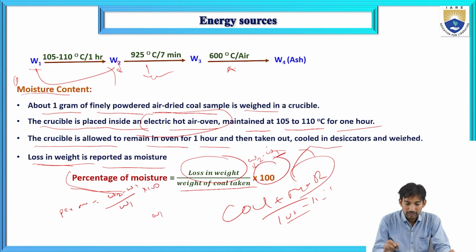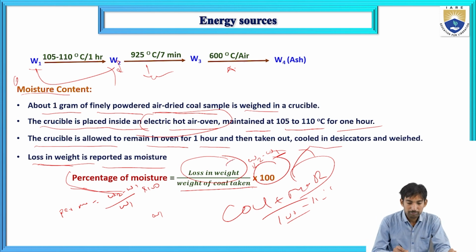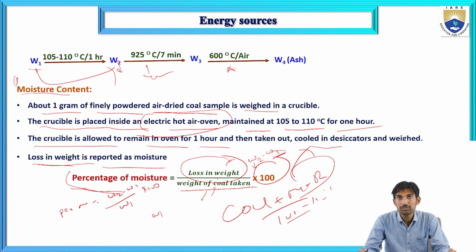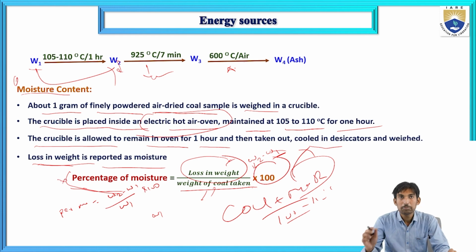The multiplication by 100 is so that we get the value in percent. The percentage of moisture equals loss in weight divided by weight of coal taken, into 100. The loss in weight is W2 minus W1, and the weight of coal taken is W1, into 100. By this method we can know the percentage of moisture present in the coal.